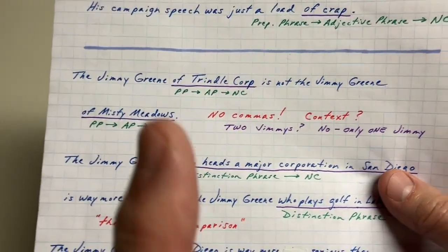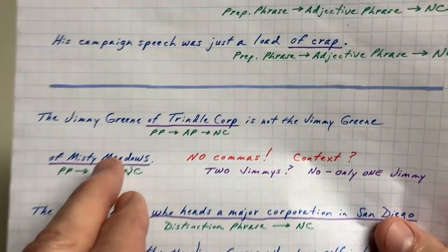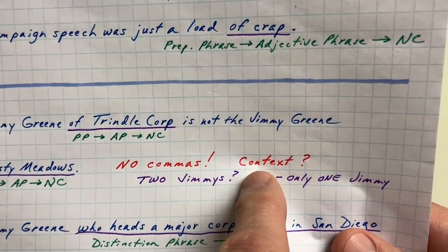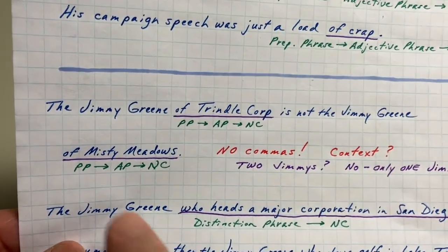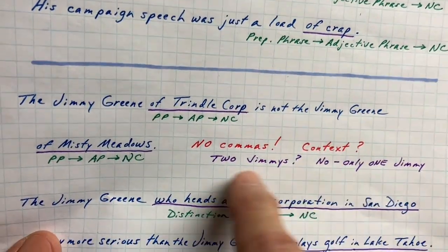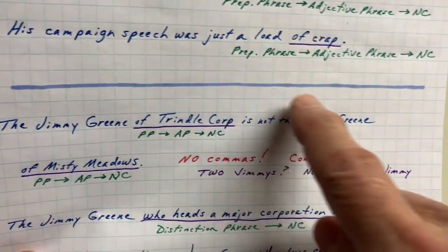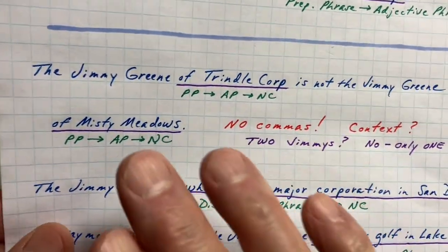Remember we just talked about the difference between the appositive and the noun complement. We say, well, there must be two Jimmys. Well, no, hold on. We have to take everything in context. There's only one Jimmy here. Now, how do you know that? Well, you have to listen to the discourse when people are talking together, all right? You have to take everything in context. And that's what we're doing here.